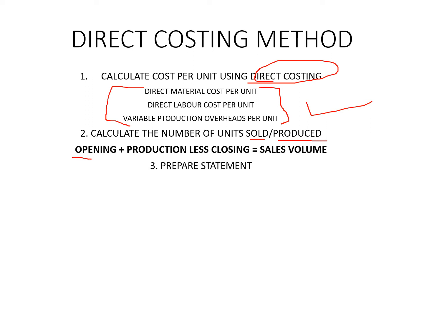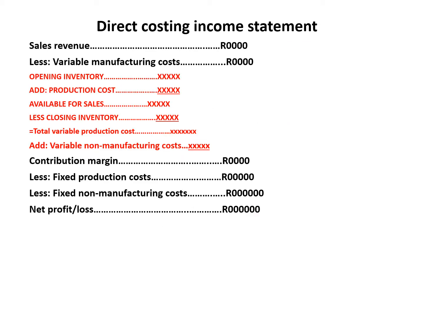Number one, you will have to identify your opening units, add your production, less your closing, then you get sales volume. But sometimes you will be given opening, production and sales, which means you will still have to determine the value of the closing, which will simply be your opening plus your production less your sales, then you get your closing. Then lastly, you must prepare the income statement. This is the format that you will be using.